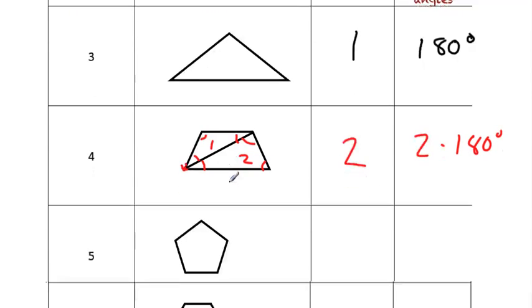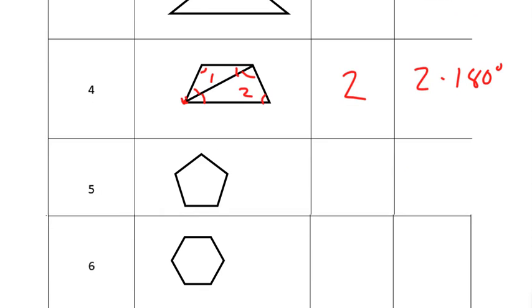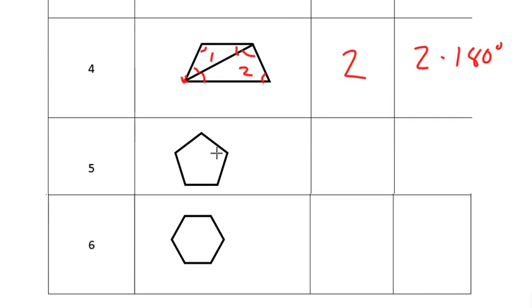Let's try a pentagon. A pentagon has 5 sides. As I said, you pick a random vertex. I'll pick this one over here. Draw to the other vertices. Not that one because there's an edge there, but we'll go to that one. We'll go to this one. So how many total triangles can we draw in a pentagon? We have 1, 2, 3. So we can draw 3. This is going to be 3 times 180, which will tell us the total number of degrees in a pentagon. 3 times 180 is 540 degrees.